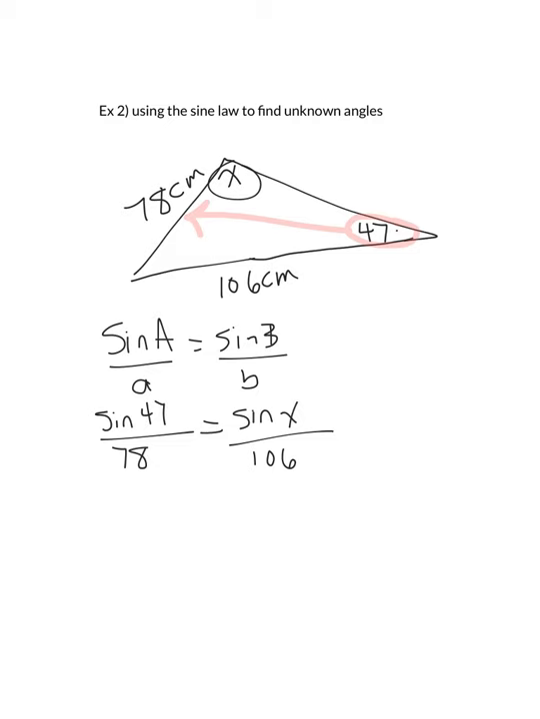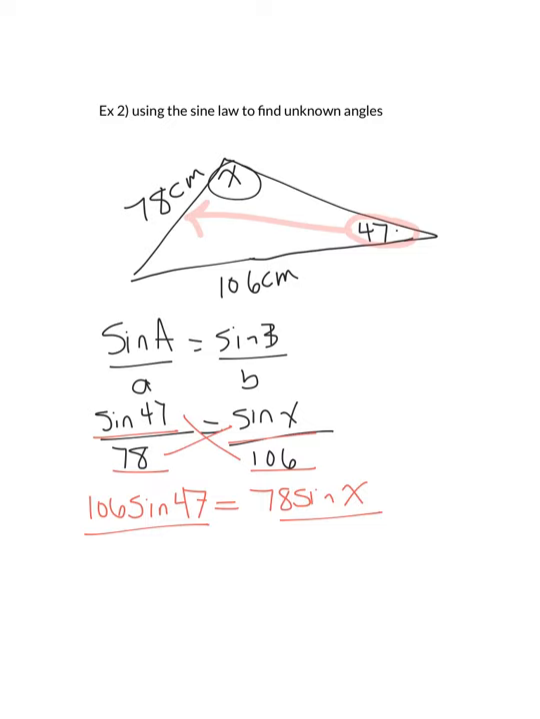You'll notice that in this example, even though I'm finding an angle, the steps are the exact same. I will be cross multiplying. So again, I'm going to do 106 times sine of 47 is equal to 78 times sine of x. If my goal is to get x by itself, I do need to divide both sides by 78. At this point in time, a lot of students do make the mistake of attempting to divide out the sine. Unfortunately, we cannot do that since the sine and the x must stay together.